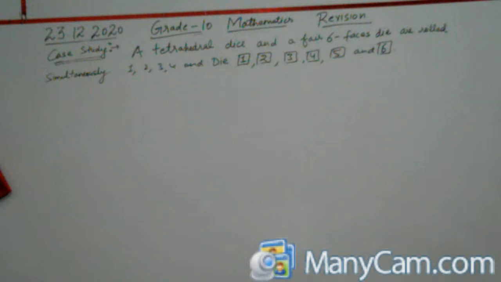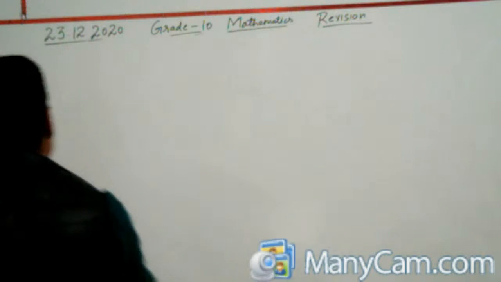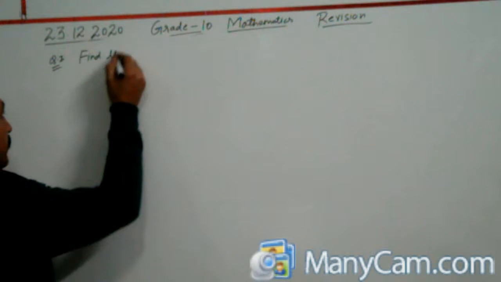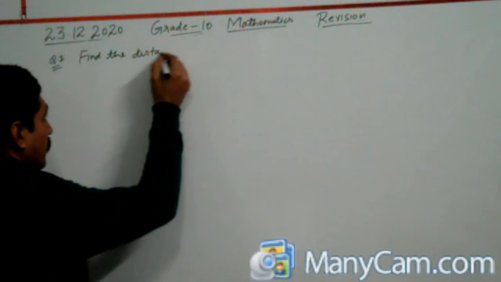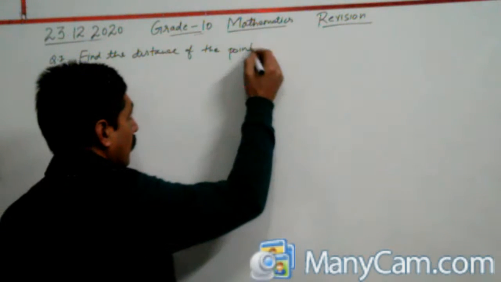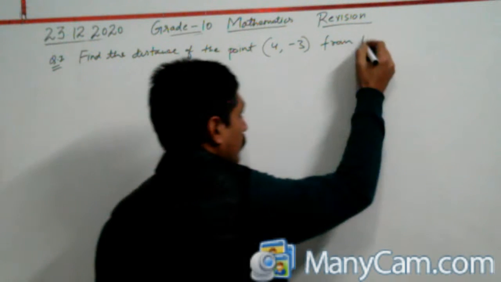Next question, question number 7. Find the distance of the point 4, minus 3 from the origin.